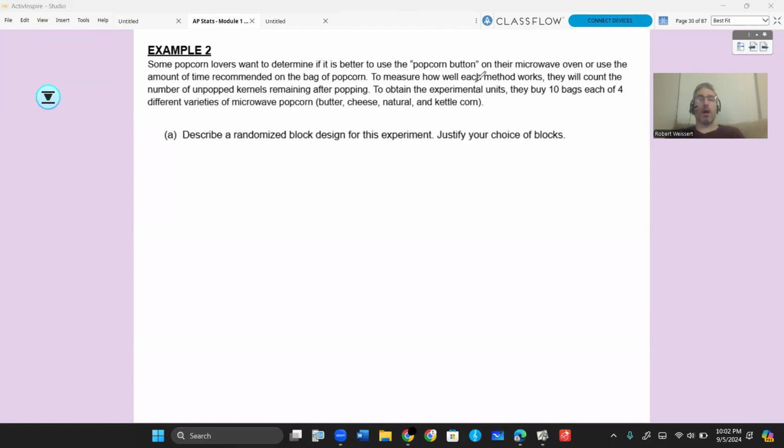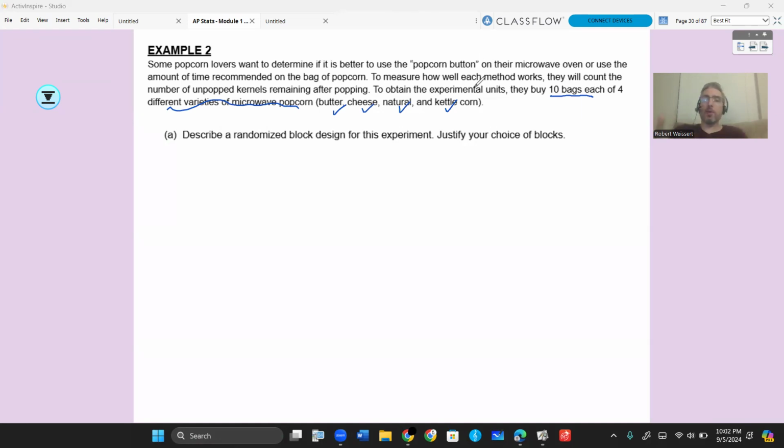To measure how well each method works, they will count the number of unpopped kernels remaining after popping. To obtain the experimental units, they buy 10 bags, each of 4 different varieties of microwave popcorn. And we have butter, cheese, natural, and kettle. Now we want to describe a randomized block design for this experiment.